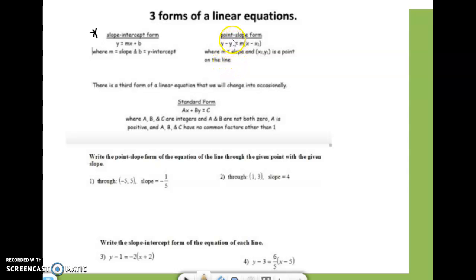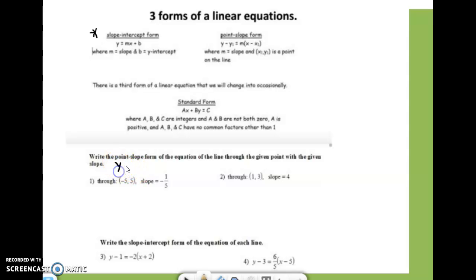And it's exactly how it's named. You need a point and a slope, and you're going to leave it in this form right here. So let's look at a few examples of this, and then we'll talk about the other ones. We're not going to talk too much about slope-intercept because that's all we've been doing. Okay, so again, here is the form.